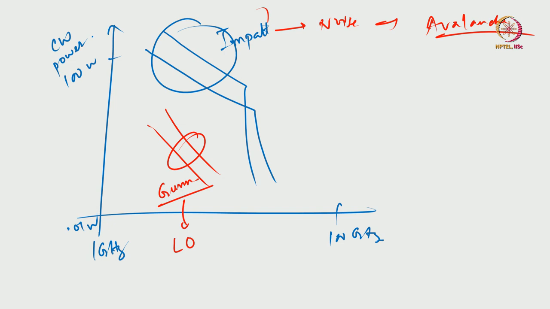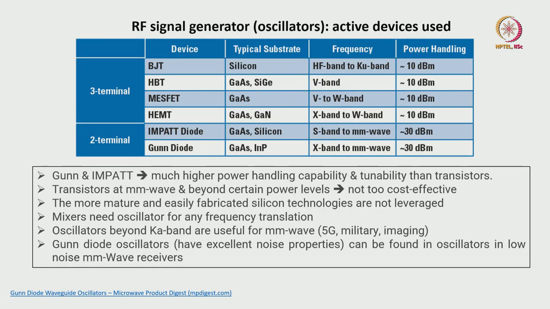So this basically concludes the Gunn, but I'll show you a slide that tells you that RF signal generation can be done from both three terminal devices such as transistors like BJT, bipolar devices, MESFET, HEMTs. We'll come to these devices in subsequent weeks. They could be made of different materials: silicon, gallium arsenide, silicon germanium, gallium nitride. They can generate different ranges of RF bands, right from lower frequency to millimeter wave, W band, etc. However, the power typically is lower.